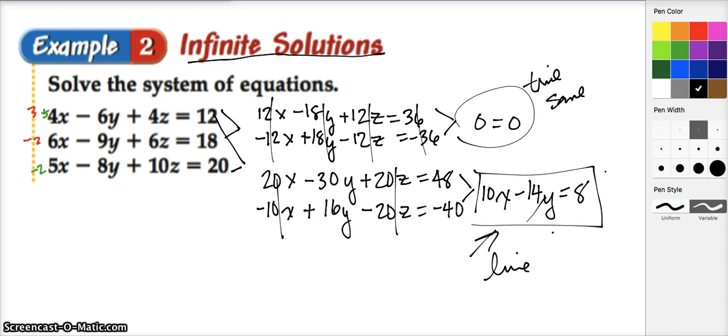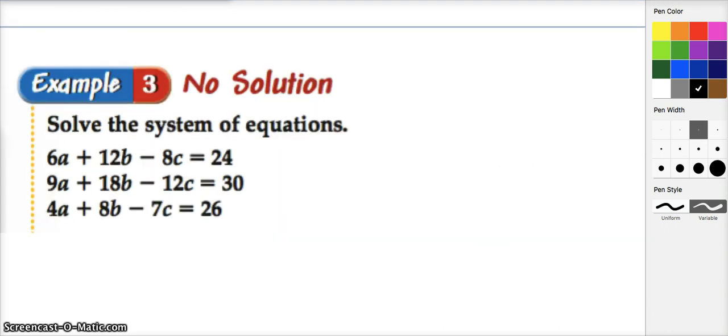Infinitely many solutions looks like we'll end up with a line that we can't resolve. Here in example 3, we have a no solution situation. So I think I'm going to just see if we can work through this problem as quickly as possible. Let's get rid of the B term because all of those are even. It looks like we might be able to do something fun.